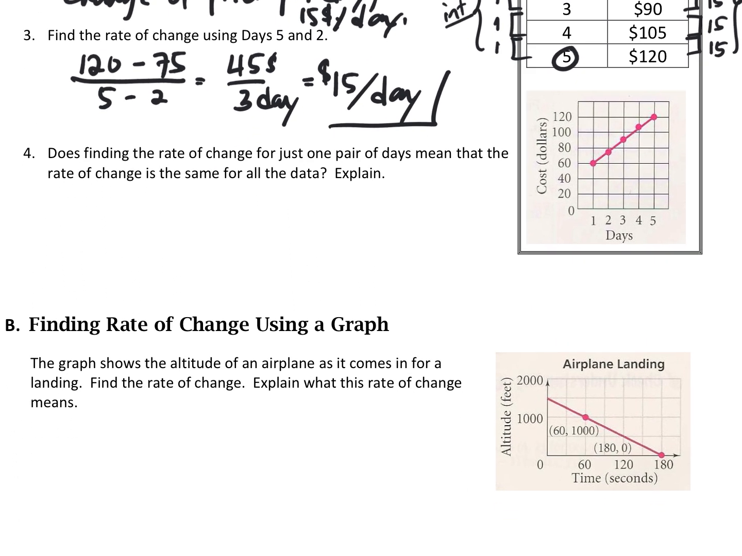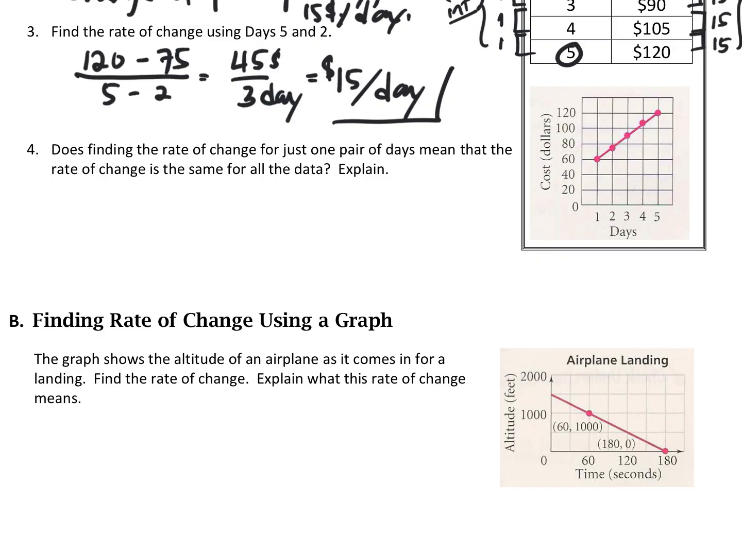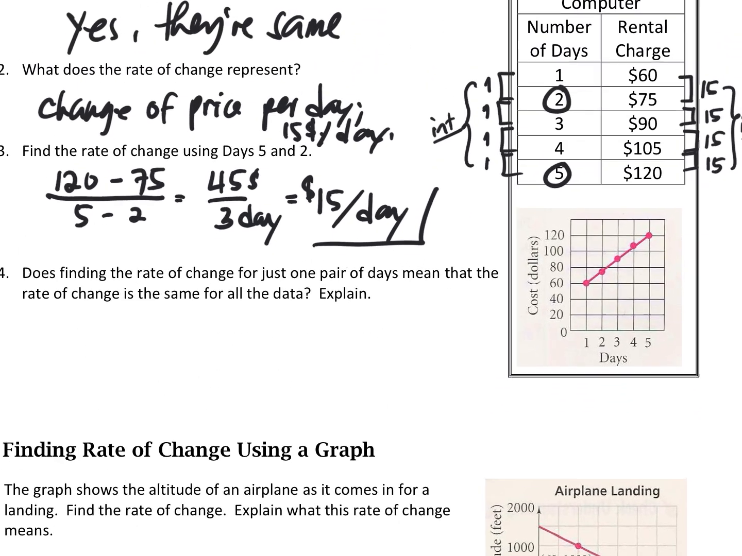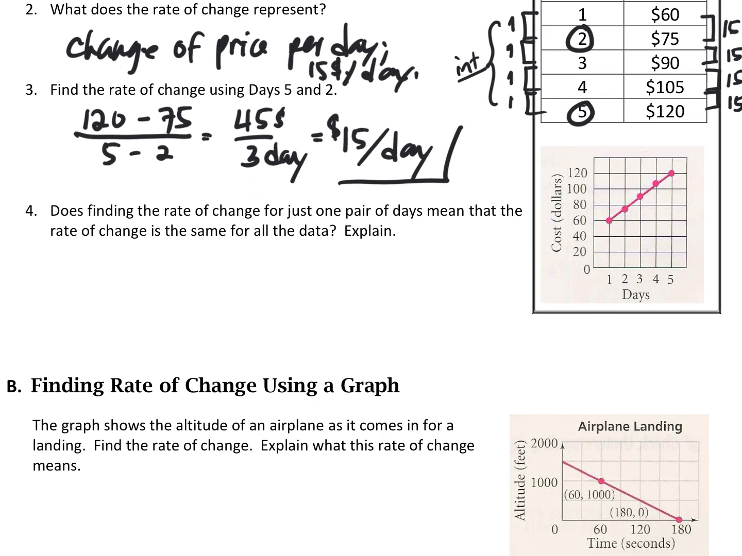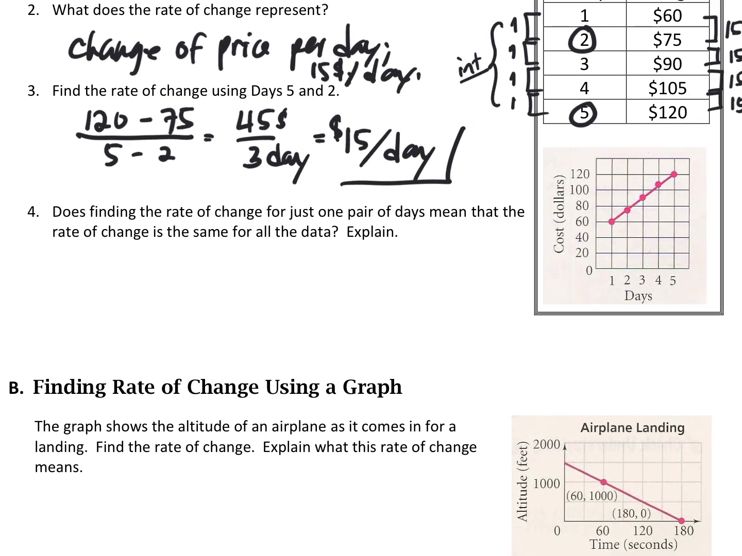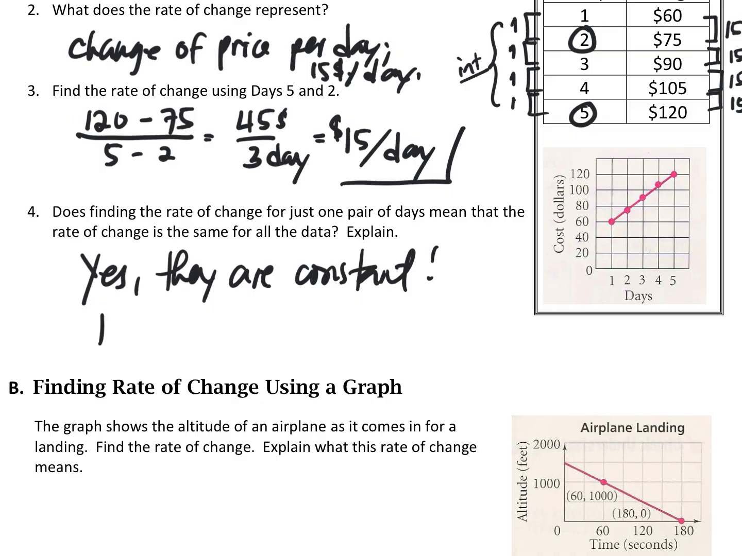Okay, number 4. Does finding the rate of change for just one pair of days mean that the rate of change is the same for all data? As we look at our data in here, we can see that all the rates are the same. So to answer the question, does finding the rate of change just for one pair of days mean that the rate of change is the same? Yes, they are constant. In other words, the intervals are the same.